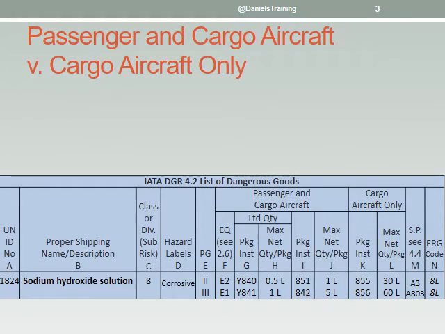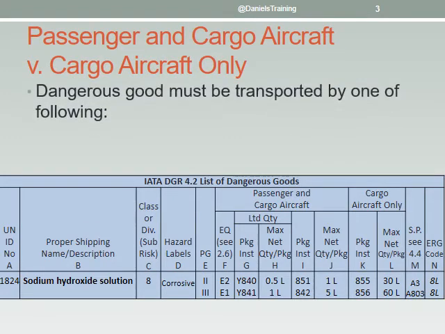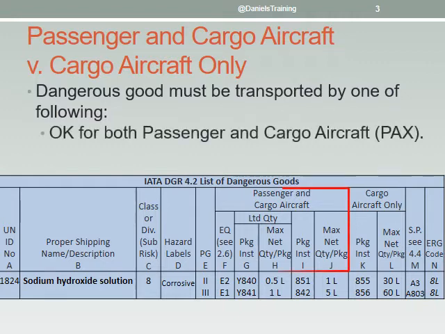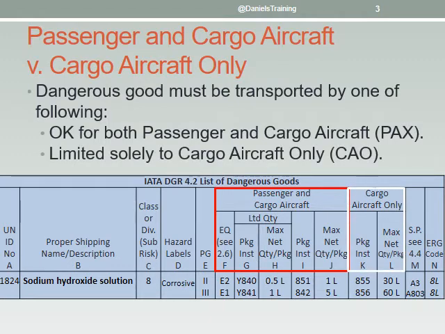Now, one of the big decisions to make when you are shipping a dangerous good by air is whether the dangerous good will be transported by one of the following means. Either it will be acceptable for both passenger and cargo aircraft, or its transportation will be limited solely to a cargo aircraft only. Once you have decided that, then everything else, the packing instructions, the quantity limits, even the labels required on the package are determined from that.